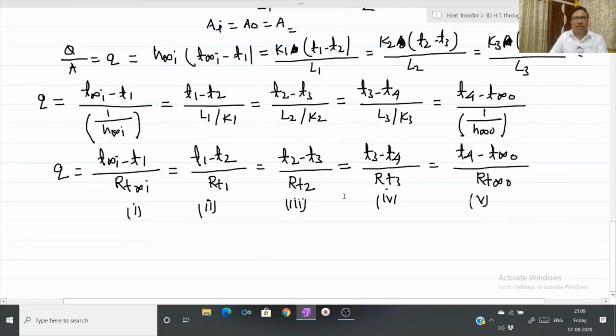Now, if I want to calculate the heat flux rate in terms of the inside fluid temperature, which is known to me, and outside fluid temperature, which is also known to me in the problem, how can I write q? q is equal to T infinity i minus T infinity o, and all these thermal resistances will get added up.